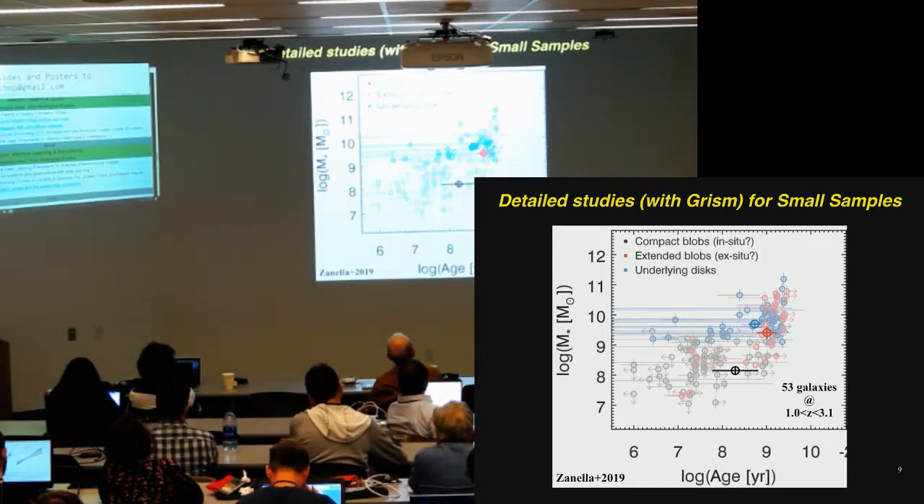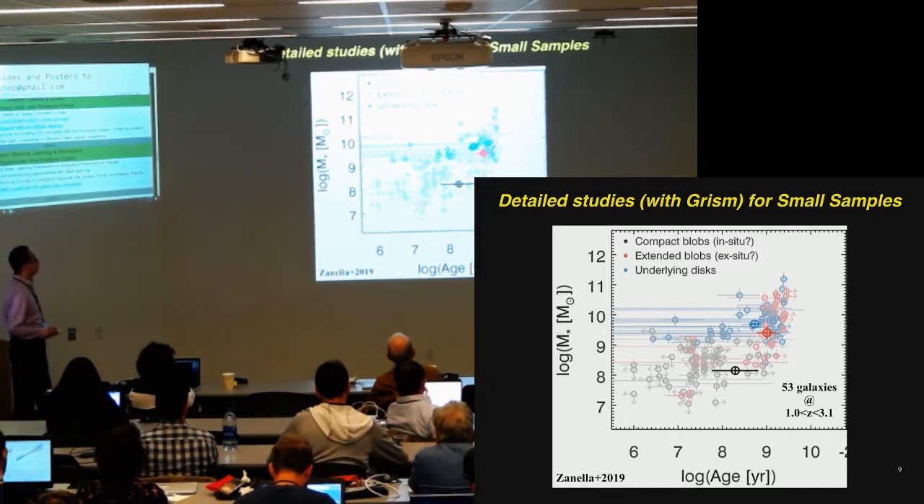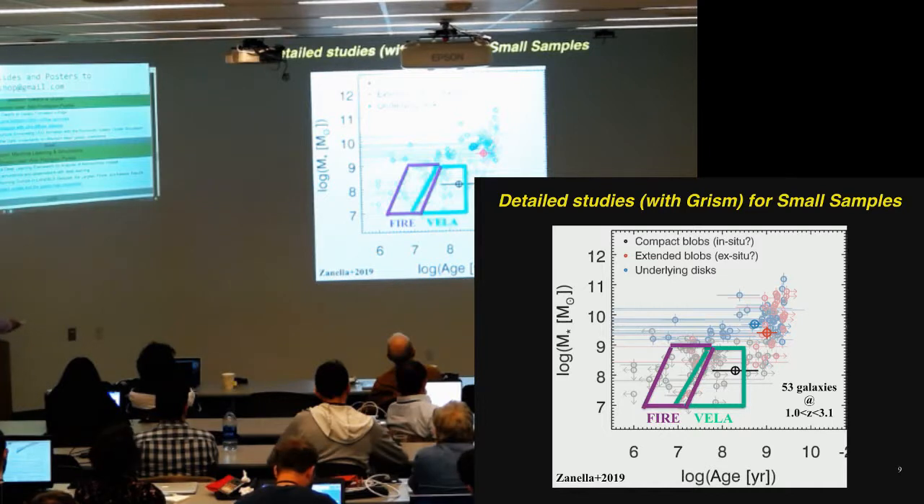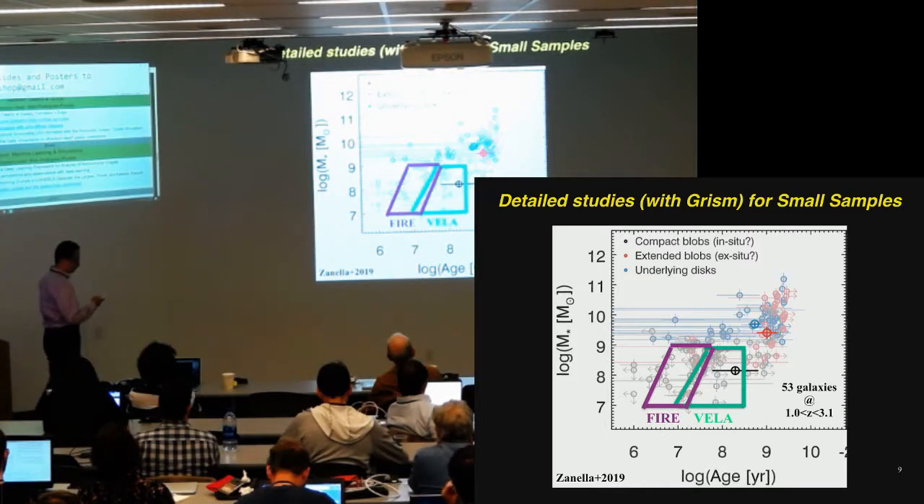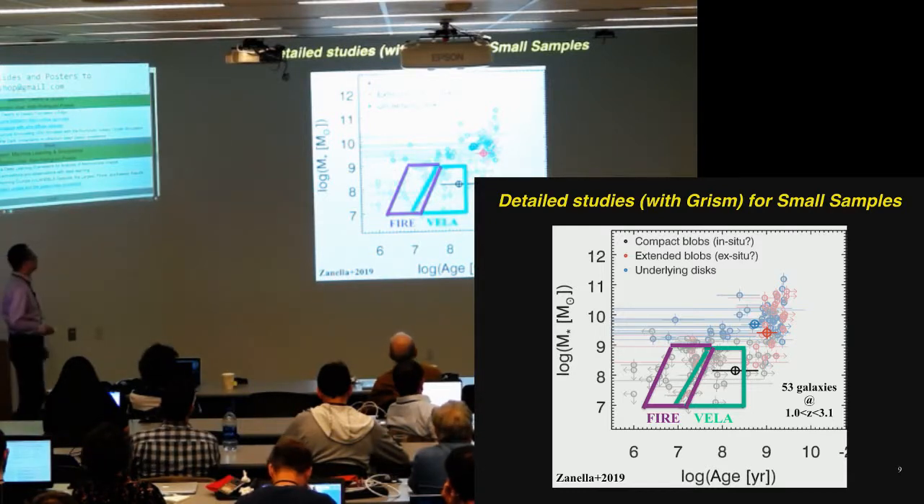Now, if you overplot the age distributions from the two simulations that I just mentioned, this is the age distribution for FIRE. This is the age distribution for VELA. So it looks like VELA is doing a better job matching the average age of clumps. But don't forget, we still have lots of young clumps that we observed, and somehow FIRE matched that population. Okay, that doesn't mean that we solved the issue, because the sample is still small.